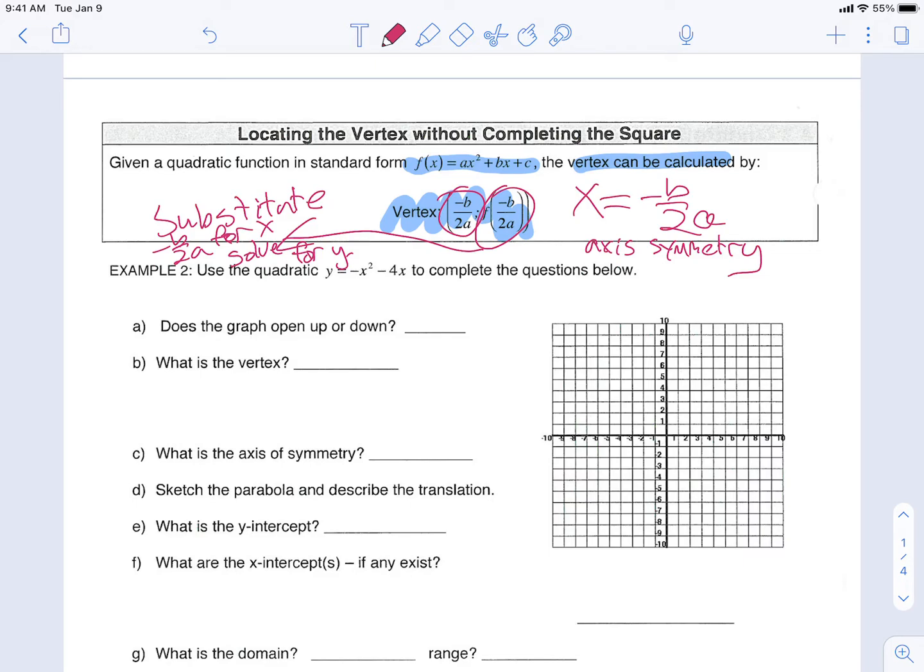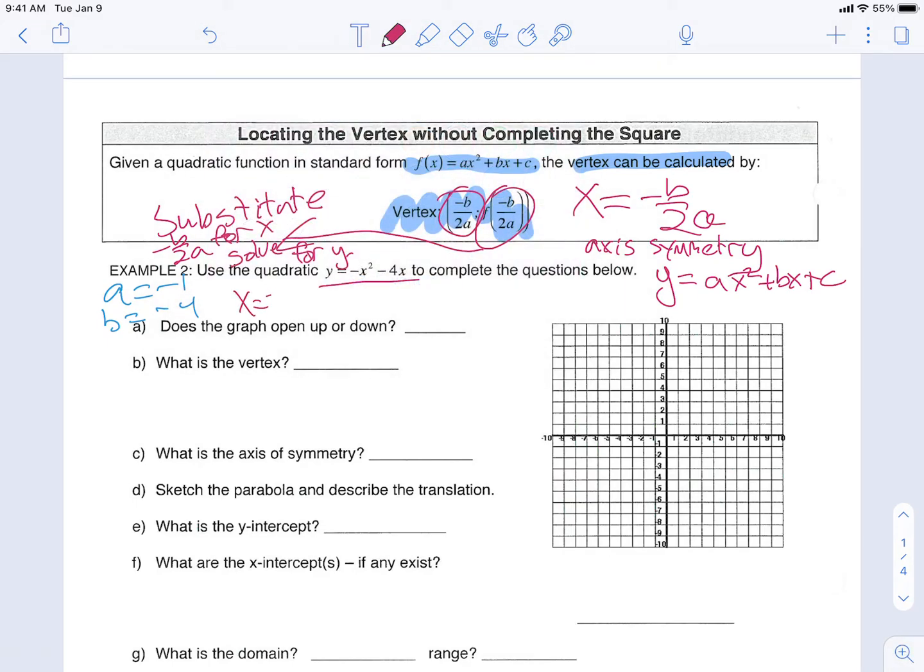So let's go ahead and apply this. So y equals negative x squared minus 4x. Well, remember, in standard form, it's y is equal to ax squared plus bx plus c. So what we have to do is identify the a value and the b value. We don't need the c value right now, but we definitely need the a and the b. So the a value is -1, the b value is -4, and now I use my formula.